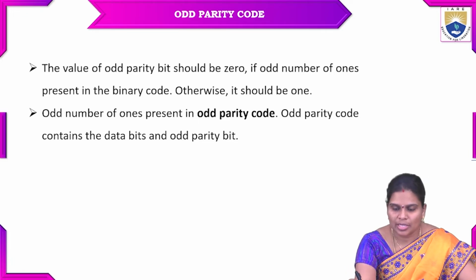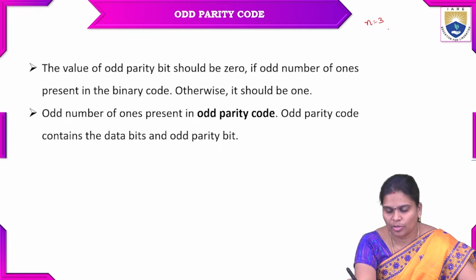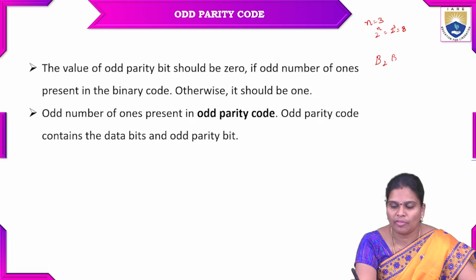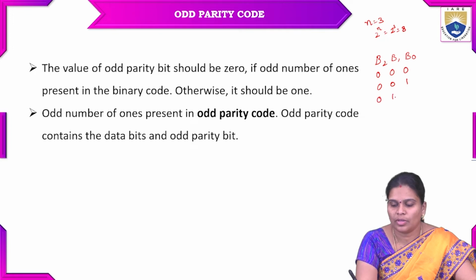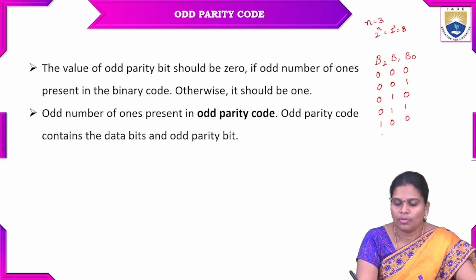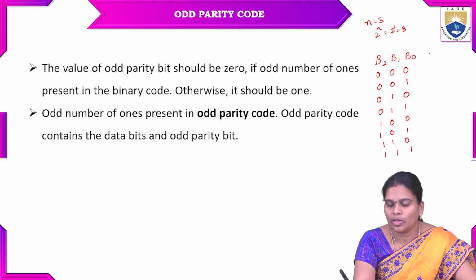Okay. So here also we are taking the number of bits n equal to 3. So 2 power n equals 2 power 3 equals 8 combinations. So here also we take B2, B1 and B0: 000, 001, 010, 011, 100, 101, 110, 111. So here we are checking the odd parity.